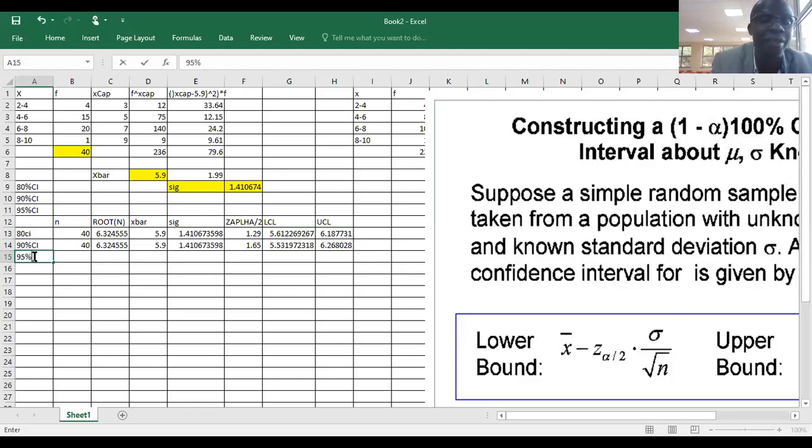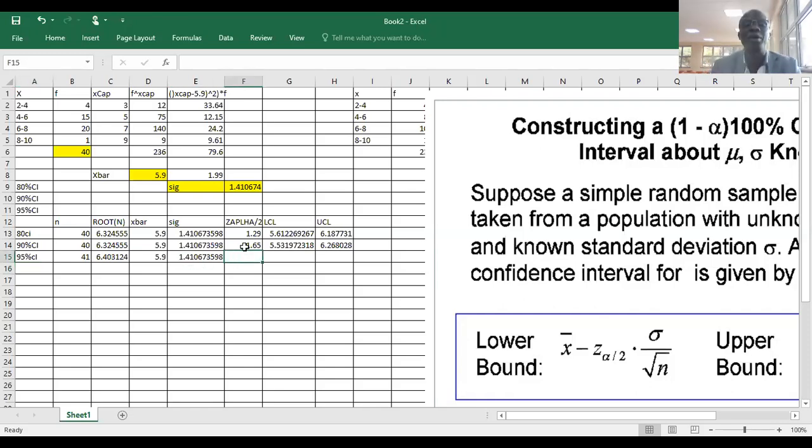So this was 80%. This is 90%. Now we go to 95%. 95% CI. Again, this will never change. They are the same. Standard deviation, all those ones remain the same. This is 95%. What will change is here.